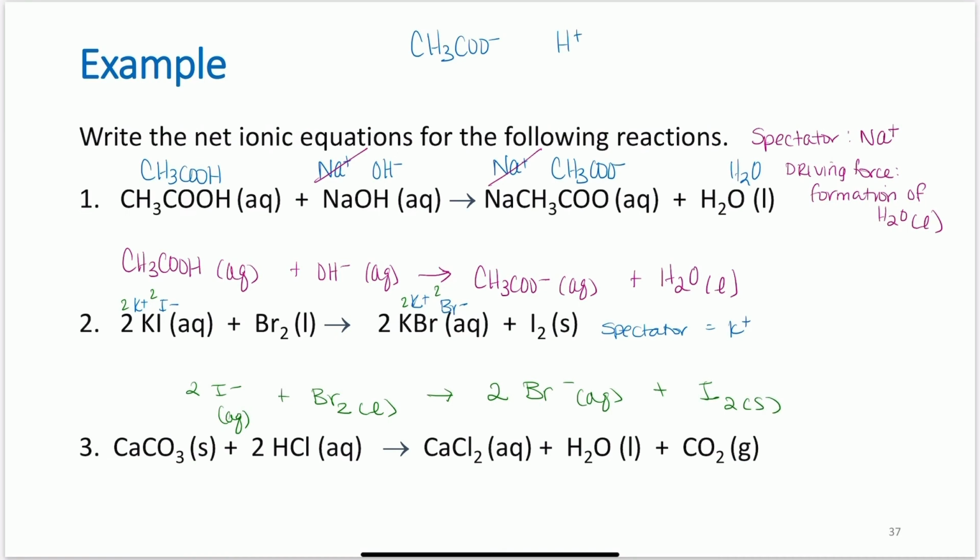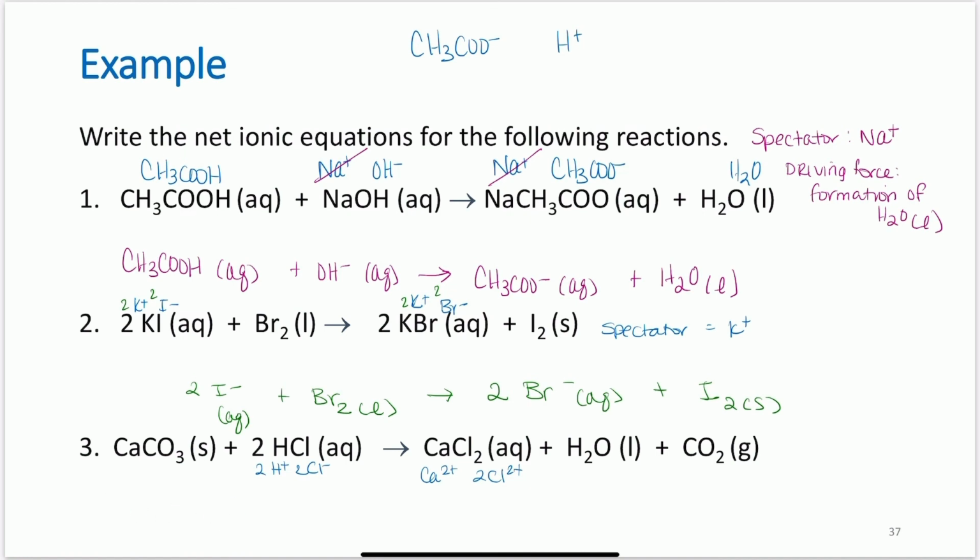And the last example here, calcium carbonate solid plus HCl aqueous gives me calcium chloride aqueous, water, and CO2 gas. Calcium carbonate's not going to split up at all. That's going to stay together because it's a solid. HCl is a strong acid, so this will separate into H plus and Cl minus ions, and there are 2 of each. Calcium chloride is soluble. This is going to split up into calcium 2 plus and 2 moles of chloride ions. Water will not split up and carbonate will not split up.